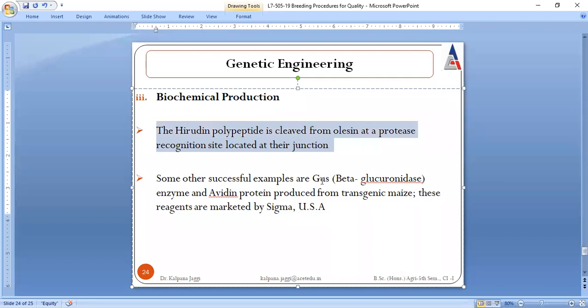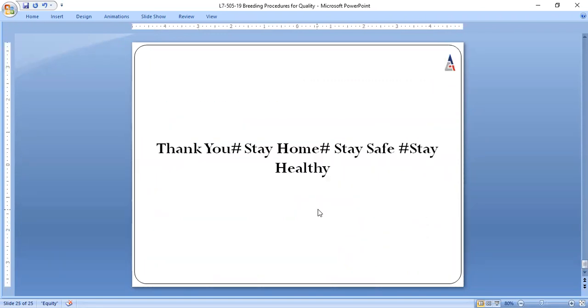These are the other examples like GUS, then avidin protein, right? These are in the case of maize, and the reagents which are required for its purification are marketed by Sigma in USA. So this was all from my side.